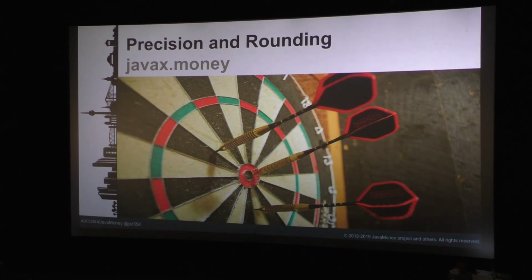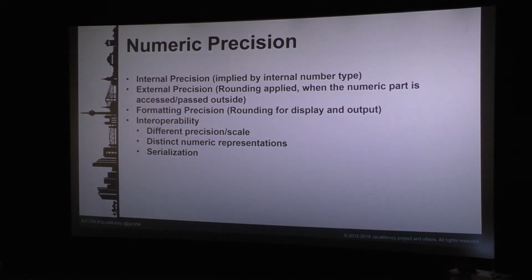So as mentioned, let's focus a bit on precision and rounding next. The question is, when you have an amount and now we do some calculation with that amount, what happens? If I just duplicate an amount, it's quite simple. If I multiply something with something else, it gets a bit more complicated, especially when the multiplier is a number with a huge decimal fraction. When I divide amounts, it gets even worse. And the question is, when should I round?